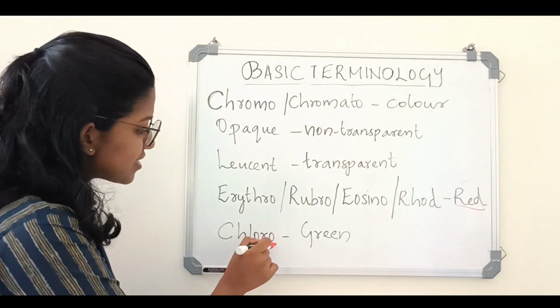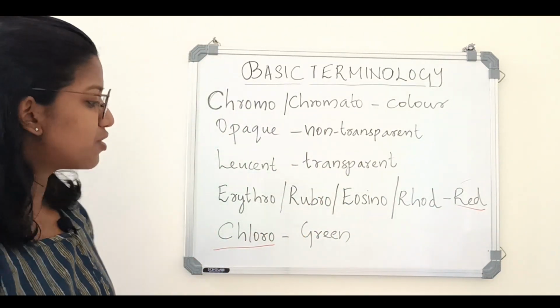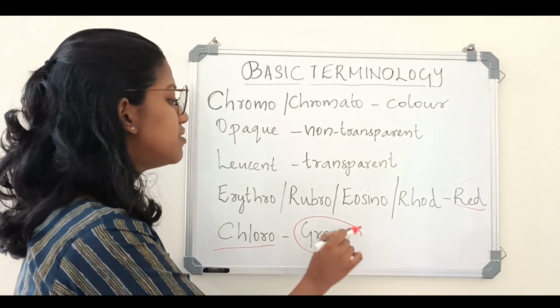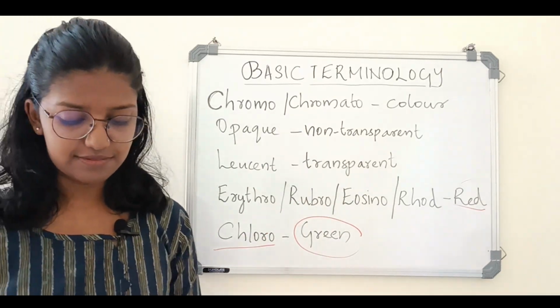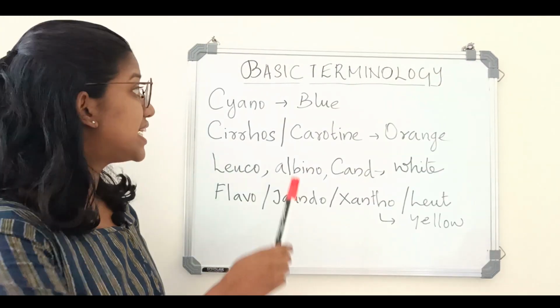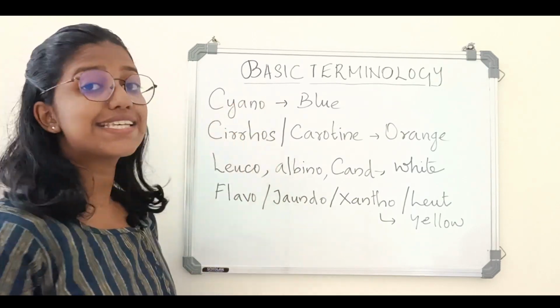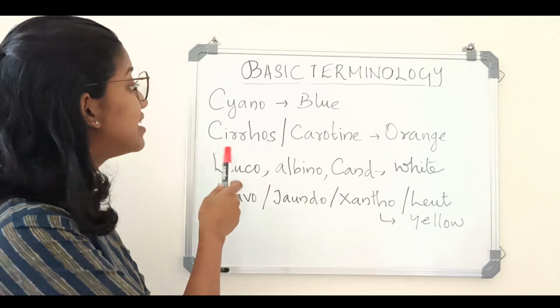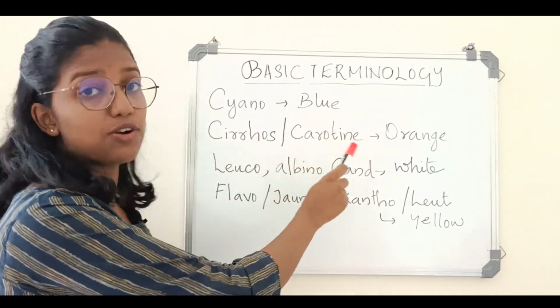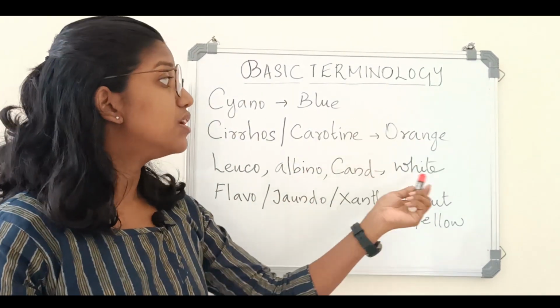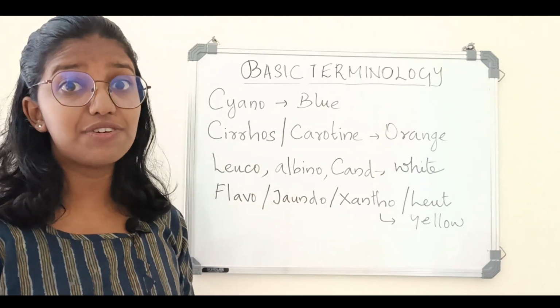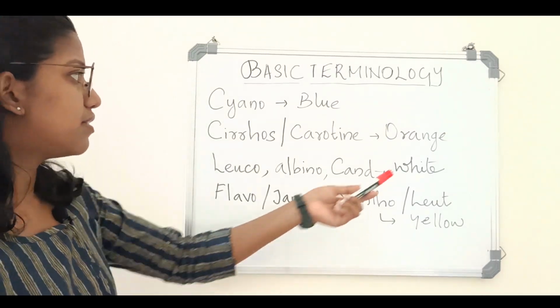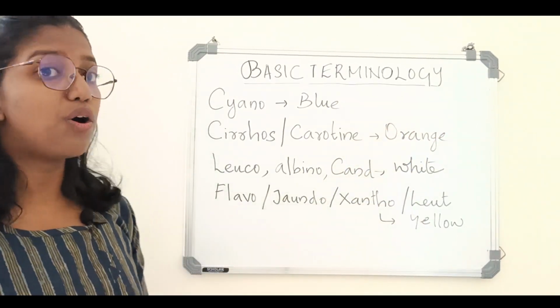And what is this? Chlorophyll, right? Green pigment, which means green. Also, there are terms that start with cyano. Cyano means blue color. You heard about the term cyanosis, right? Cirrho or carotene refers to color orange. We heard about liver cirrhosis, right? Well, the coloration happens orange.